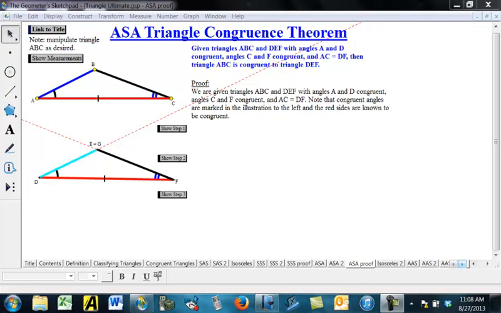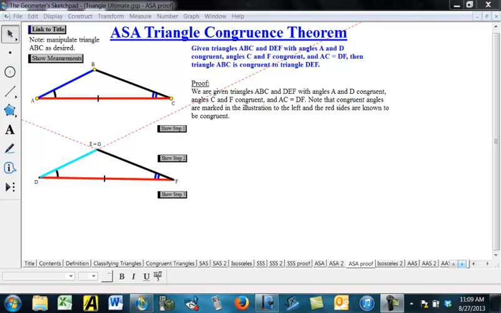This is Jack Jackson. Today we're going to be looking at the proof of the angle-side-angle triangle congruence theorem. This theorem says that given triangles ABC and DEF with angles A and D congruent and angles C and F congruent, and also AC equals DF, so the two red sides are congruent, then triangle ABC is congruent to triangle DEF with that correspondence.